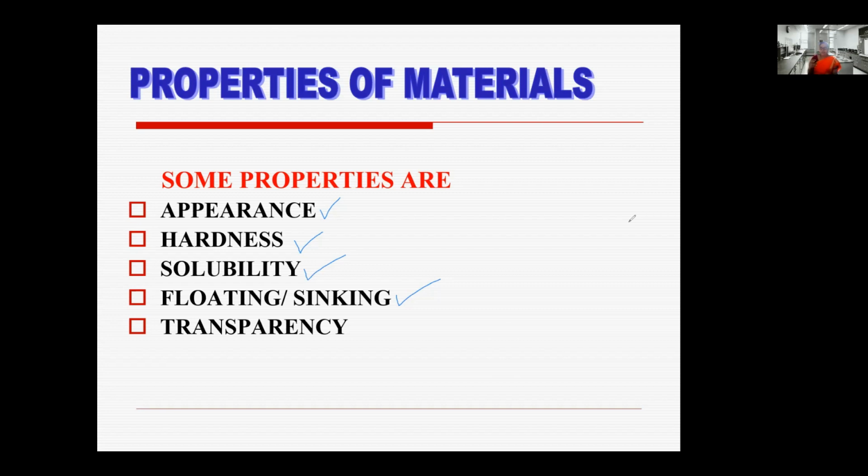Okay. What do you mean by solubility? That is the ability of a substance to mix with another substance. Okay, that is called solubility. Some substances are able to mix with other substances, that is called soluble. Some substances are not able to mix with other substances, that is called insoluble. Okay. So for floating and sinking, based on the weight of the object it will either float or sink. Let us go to the next slide.